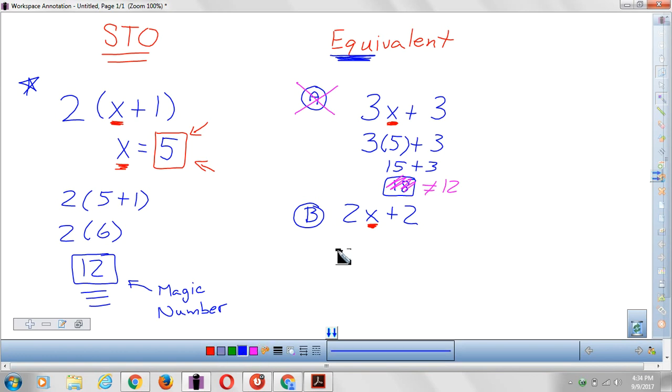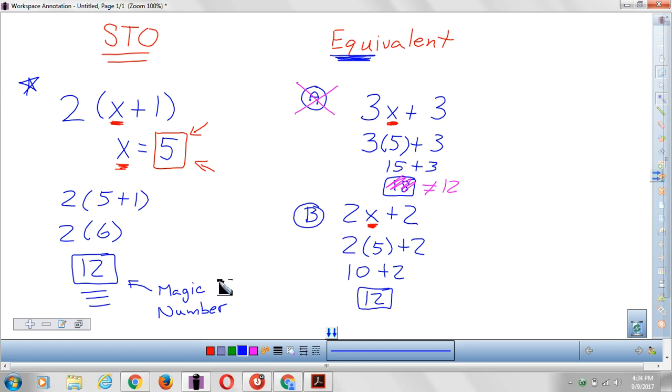Well, now we move on to choice number 2, choice B. And what we have here is we'll replace it. Once again, we're replacing only with the number 5. And we're going to put in 2 times the number 5 plus the number 2. And then we're going to have the number 10 plus the number 2. And aha, here it is, number 12.